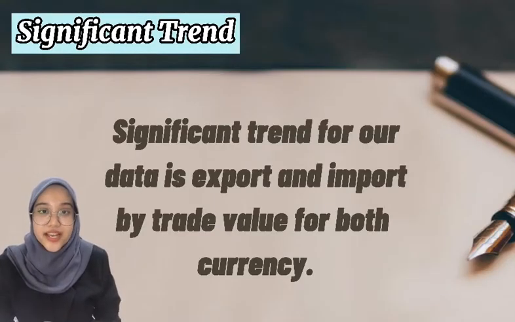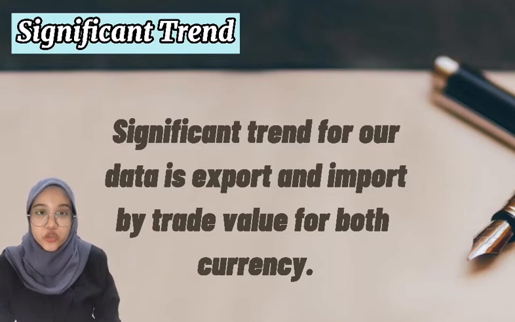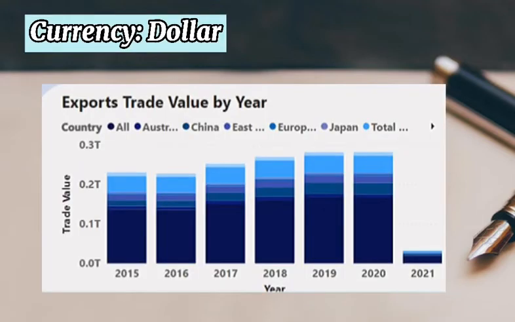The significant trend for our data is export and import by trade value. The stacked bar graph illustrates export trade value at 7-year intervals from 2015 to 2021 for 8 countries including Australia, China and Japan. From 2017 to 2020, the overall trend in all countries rose dramatically. Then, it is conspicuous that the export rate for the year 2021 dropped drastically in this period.